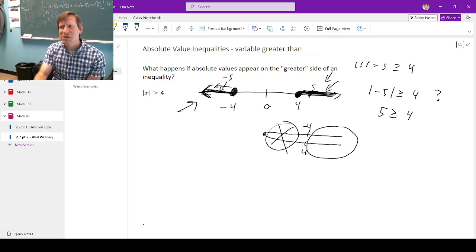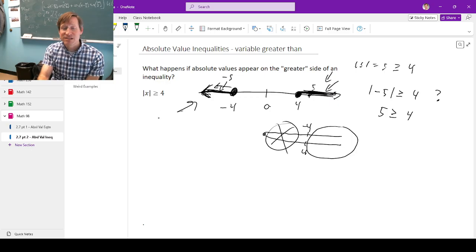So this is a little bit strange. We solved this inequality, absolute value of x greater than or equal to 4, and we actually got two chunks of the number line, not just one chunk. We got everything to the right of 4 and everything to the left of minus 4. So we've graphed it here, but let's also express this result in terms of inequalities and also using interval notation.